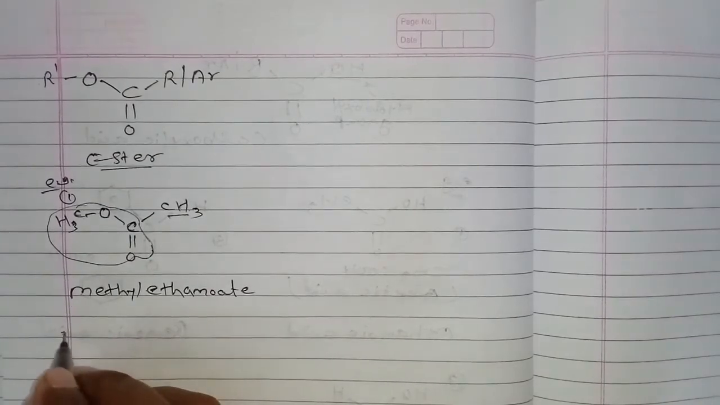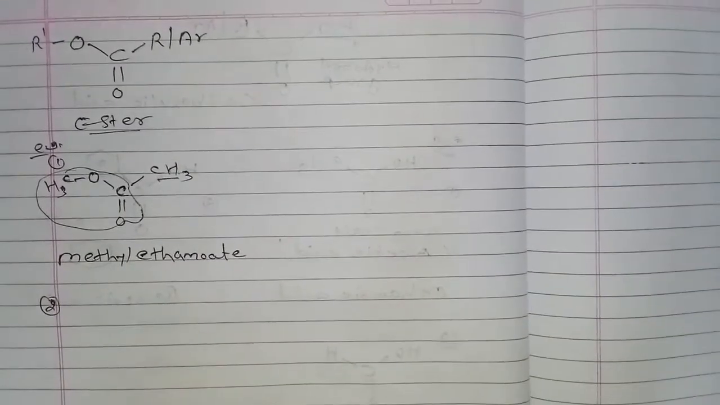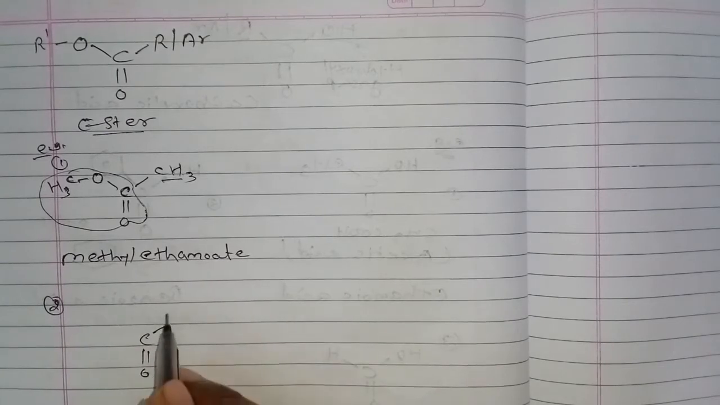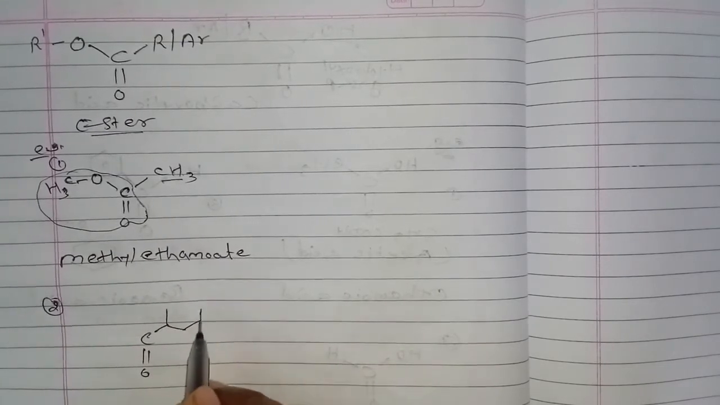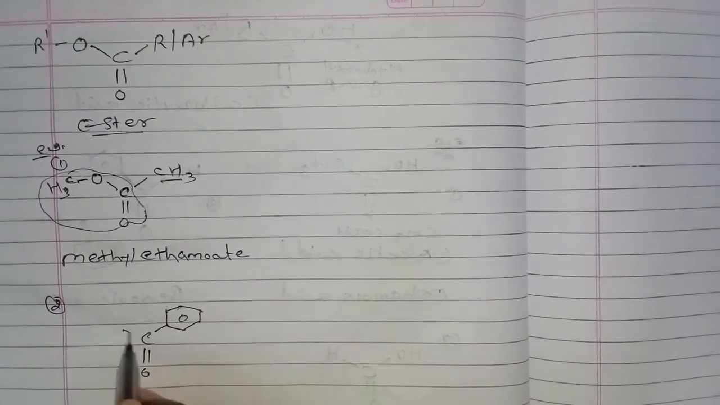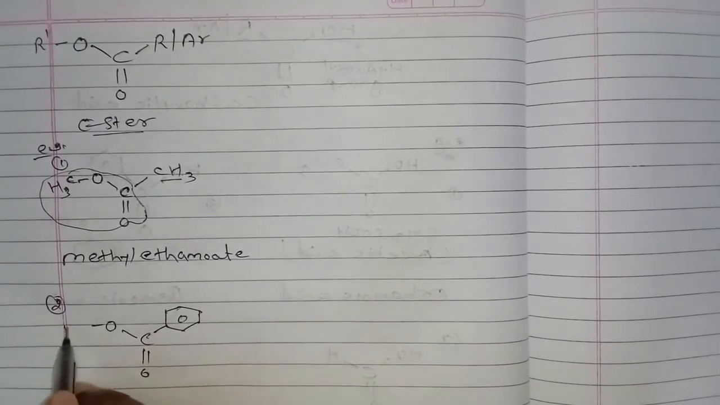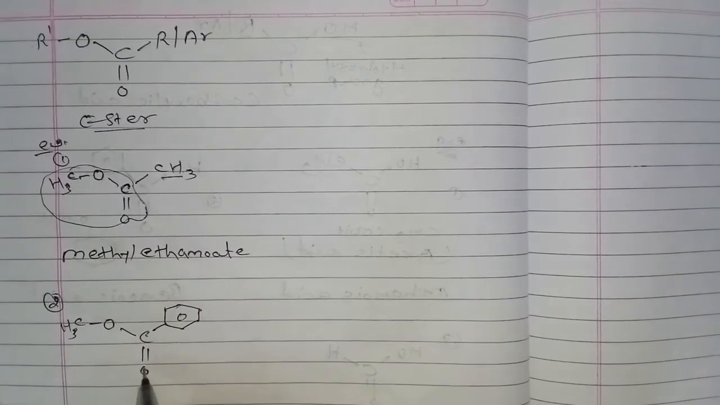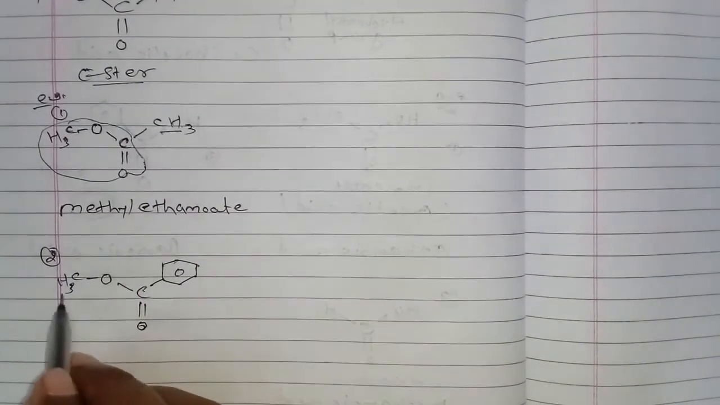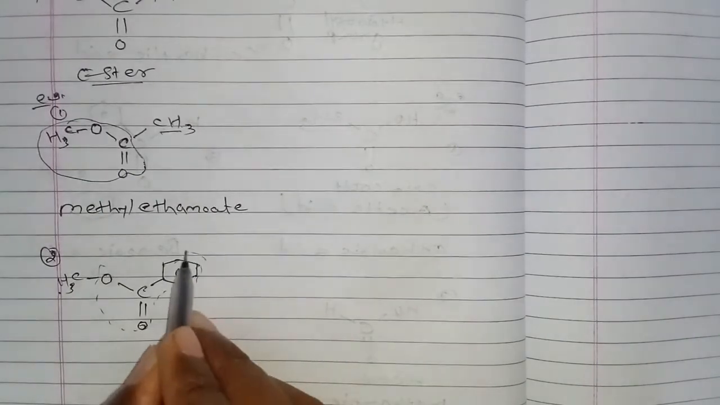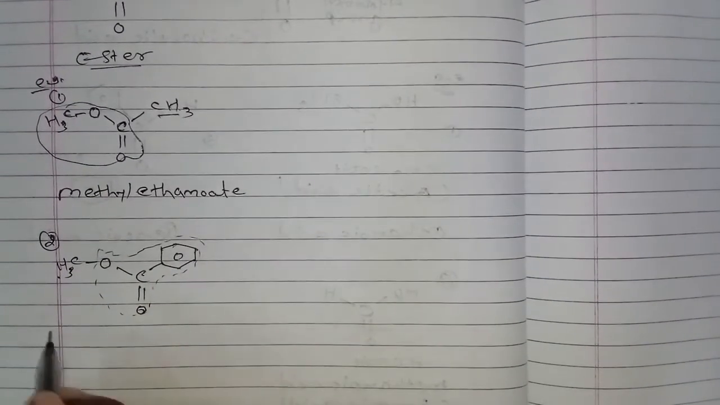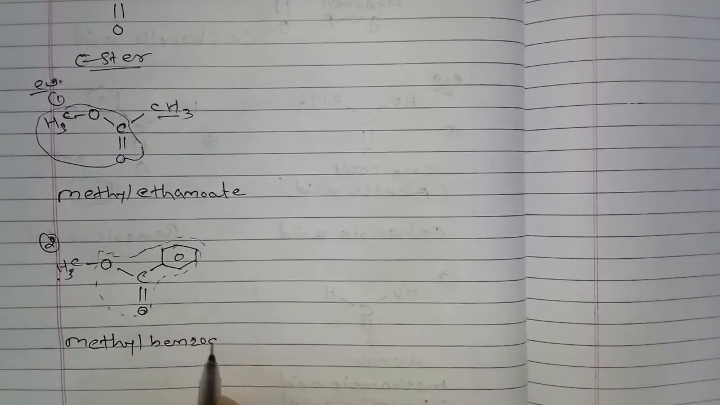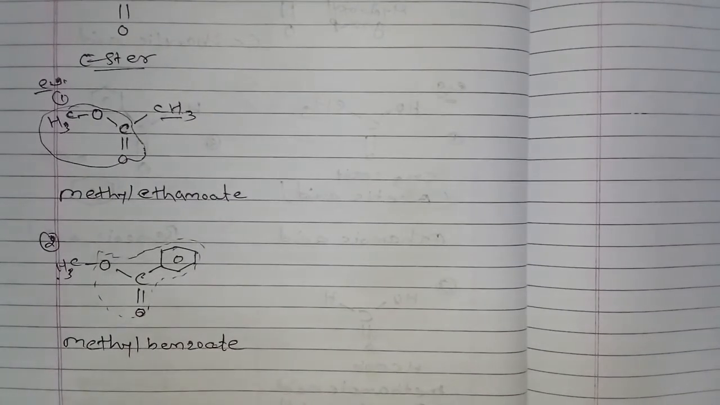Now another example of an ester: the carbonyl group of the carbon is bonded with an aryl group, and here oxygen and methyl. It is named methyl benzoate. Okay.